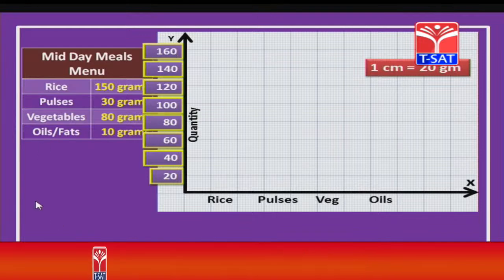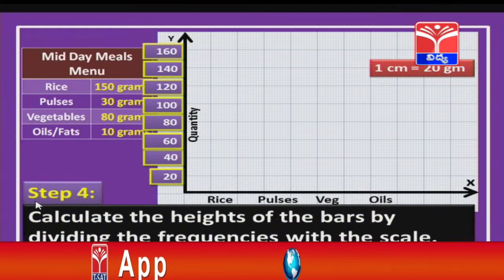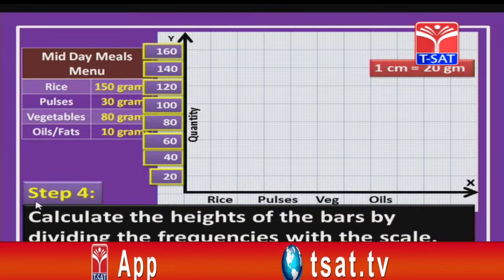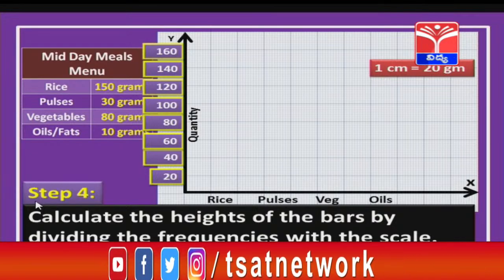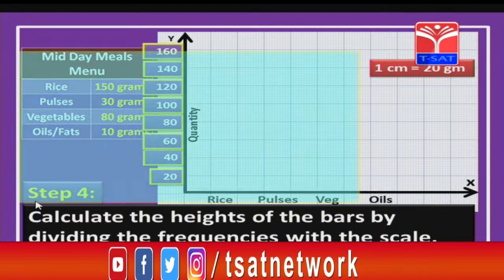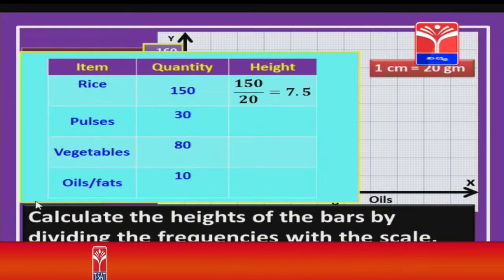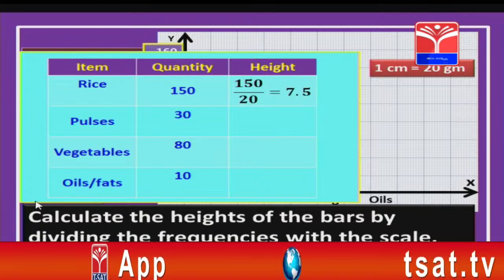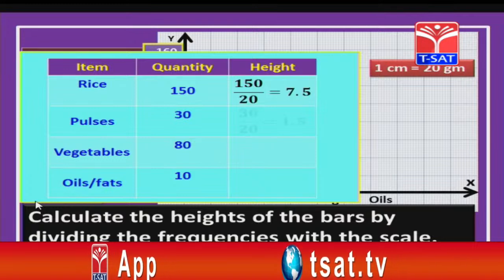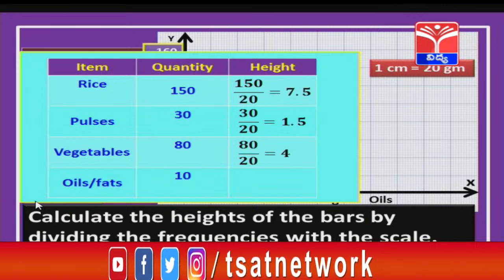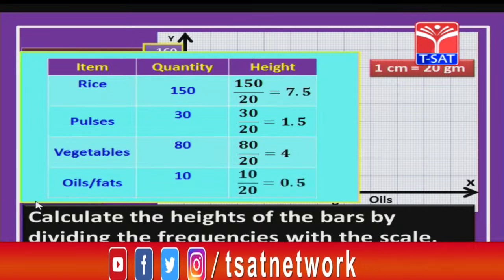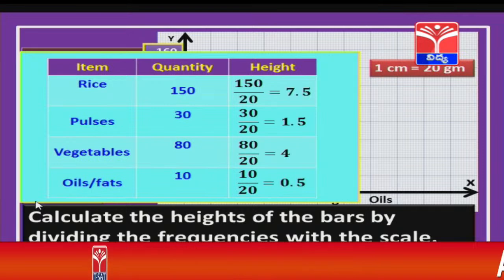Okay, children. In the next step, we are going to find the heights of the bars. In the bar graphs, we are going to represent bars on this graph sheet, so we will calculate the height of the bar. Let us see how we calculate the heights. Since the scale is 1 centimeter is 20 grams, we divide 150 grams by 20. So, we get 7.5. In the next case, 30 divided by 20, we get 1.5, 80 divided by 20 is 4, and 10 divided by 20, we get 0.5. So, these are the corresponding heights of these items.